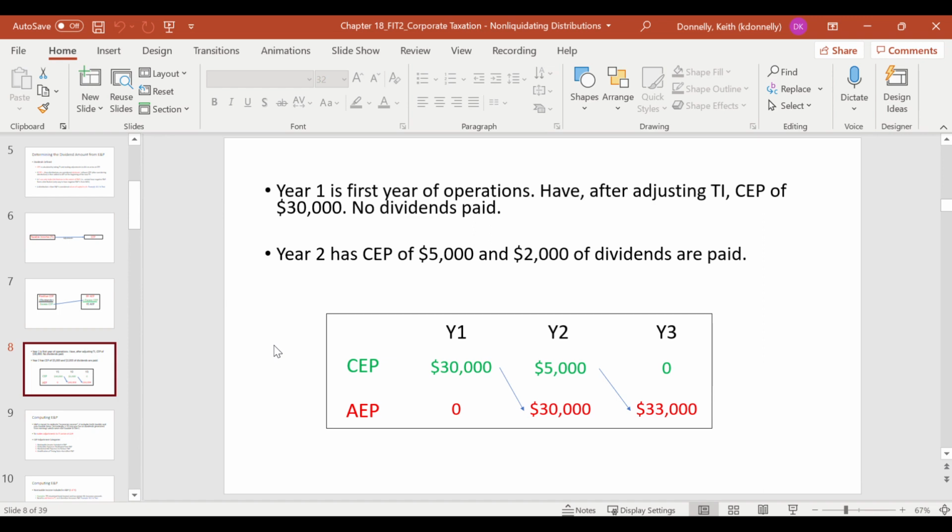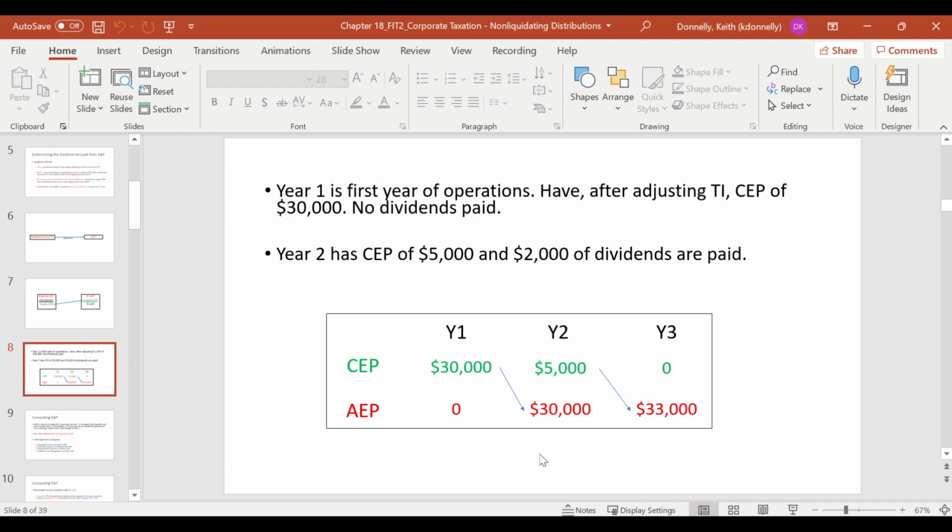So this says year one is the first year of operations. That's why we're going to have 0 accumulated earnings and profits at the beginning of the year. After adjusting our taxable income, we have current earnings and profits of $30,000. So we went from our taxable income, made some adjustments, and we said our current earnings and profits is $30,000. What that means is at the beginning of next year, our accumulated earnings and profits are going to be $30,000.